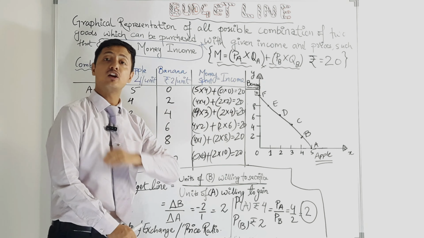Now we will do properties of budget line. Okay, having done that, we'll see the shift and rotation in the budget line, and finally we'll end this chapter with consumer equilibrium through indifference curve approach, wherein we'll use both the concept of indifference curve and budget line.